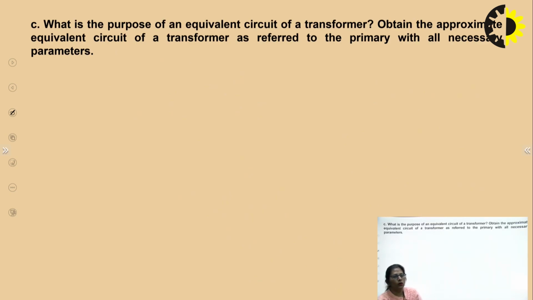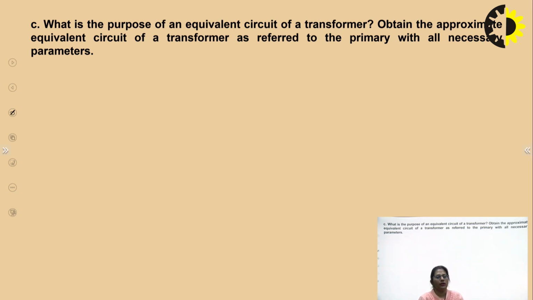Okay, now moving on with the C part, which is, what is the purpose of an equivalent circuit of transformer? Obtain the approximate equivalent circuit of the transformer as referred to primary with all the necessary parameters. Fine. So what is the purpose of equivalent circuit of the transformer? Why do we go with the equivalent circuit, or why do we study it, right?